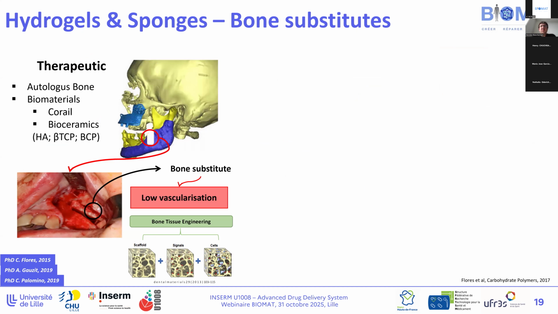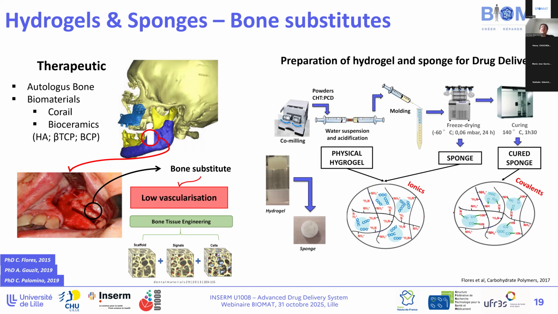For hydrogel and sponge, we work with the maxillofacial surgery services, and we work on bone replacement, and the problem is the low vascularization of this part for large bone defects. So for this, we develop a hydrogel with the same compounds, polymer of cyclodextrin and chitosan, and we can easily prepare a hydrogel, and after lyophilization, we obtain a sponge. The sponge can be cured or not. If we cure the sponge, we have covalent bonds between chitosan and polymer cyclodextrin. If not, we have an ionic bond.